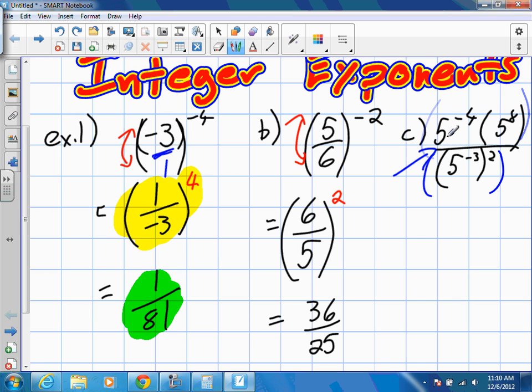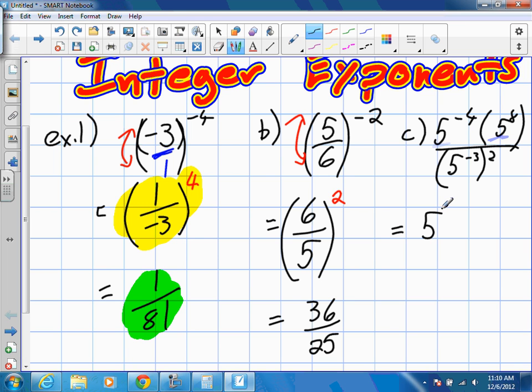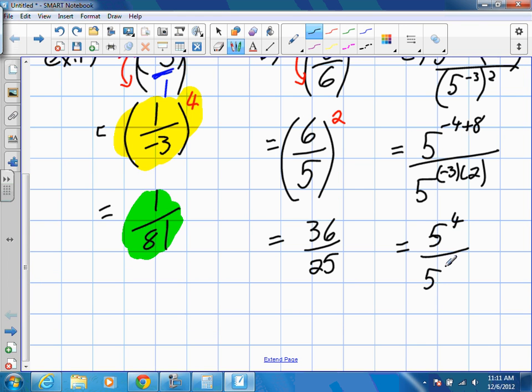So, because this is multiplication of 2 exponents, we can simplify the top of this by putting it base 5, negative 4, plus 8. The bottom is a power of a power, so we're going to have base 5, negative 3 times 2. When we evaluate that, what's negative 4 plus 8? Good. Negative 3 times 2? Negative 6.